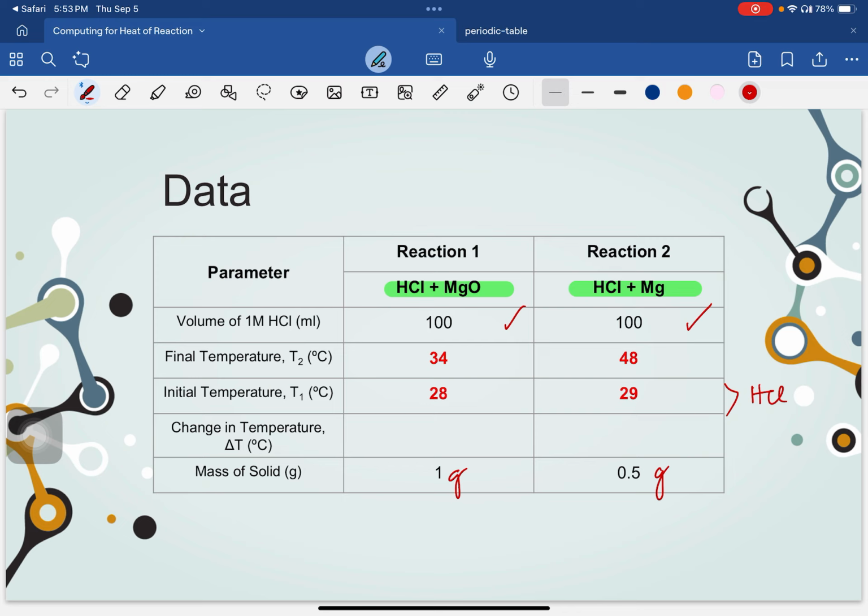So let's just get delta T. Delta T here is 34 minus 28, that's 6 degrees Celsius. And here, that's 48 minus 29, that's around 19 degrees Celsius. Okay. This would be the only data that we'll be using to be able to solve.